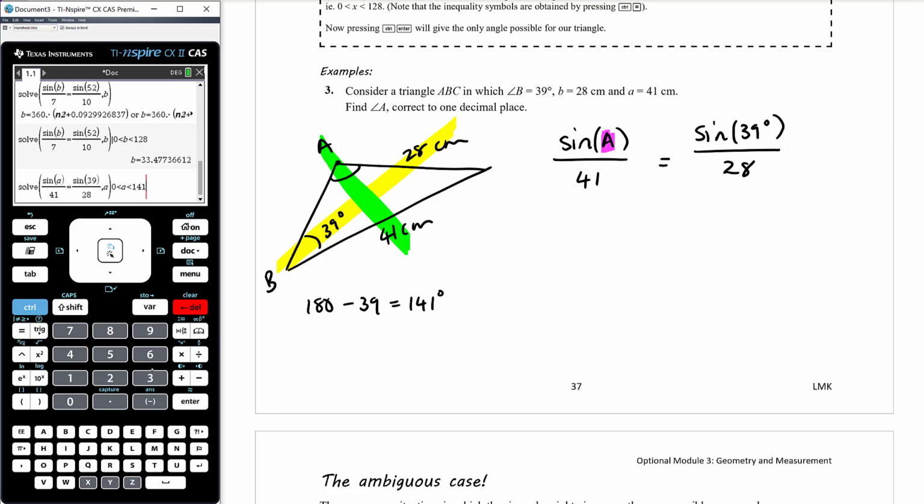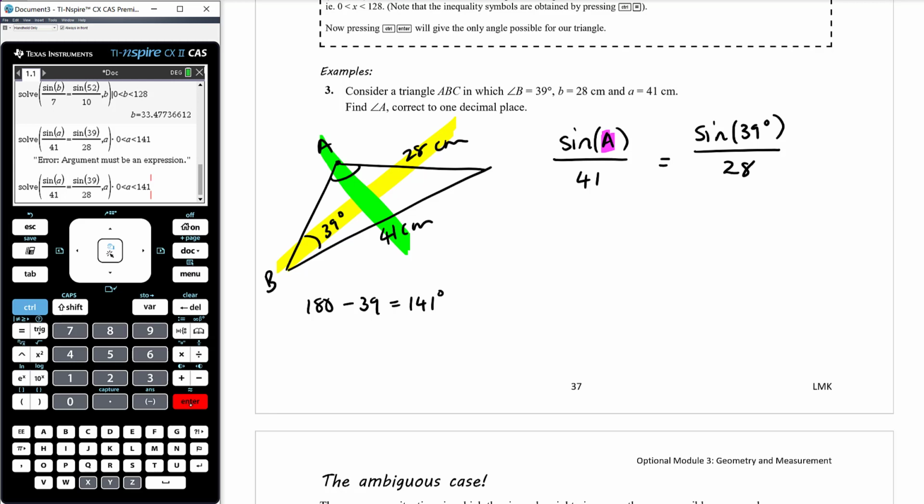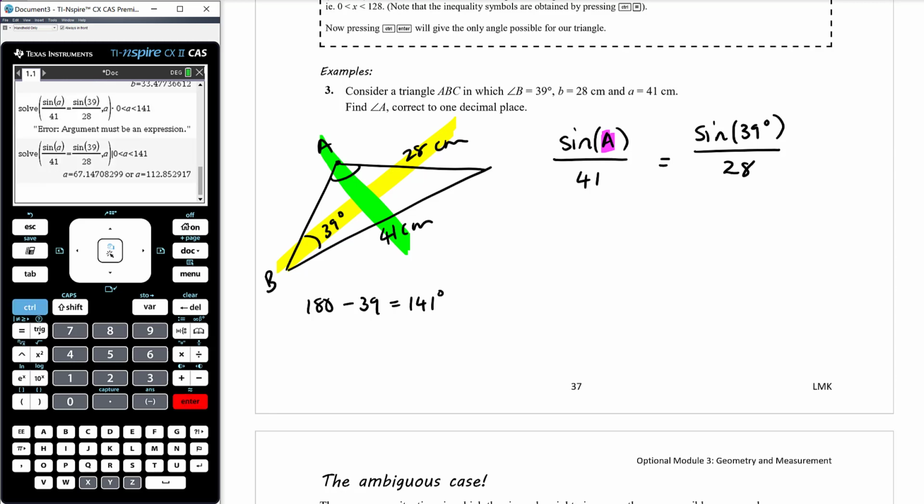Control Enter to get my answer as a decimal. What have I done there? Solve that equation for A. Sorry, I've accidentally put times. I didn't put the given that. So control equals to get the given that symbol. Sorry, I'm not sure what happened there. Given that A is between 0 and 141, control Enter to get it as a decimal.